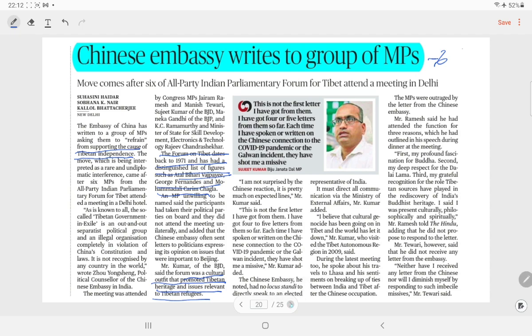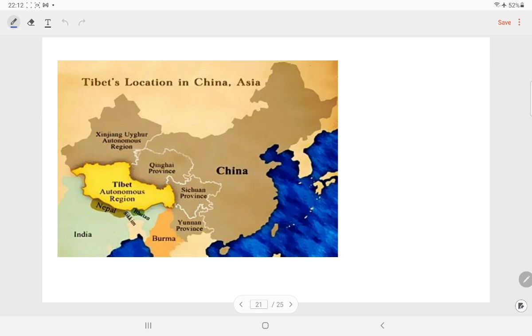So moving on with this news, firstly we have to know what the issue is between Tibet and India. The Dalai Lama and Tibet are among the major issues in the India-China relationship. So here we can see the old Tibetan era, and it is now being taken over by China.